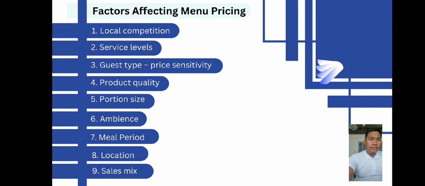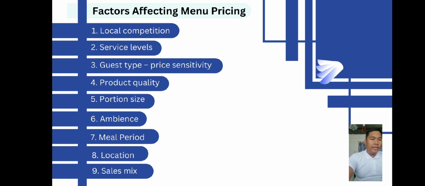The third factor is guest type or price sensitivity. Guest type based pricing is similar to segment based pricing, where you charge different prices to different types of guests. In this type of price structure, guests can be categorized based on different factors such as their preferences, the purpose of visit, age, class, location, or occupation.